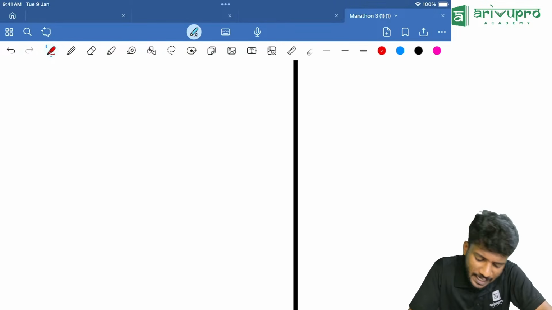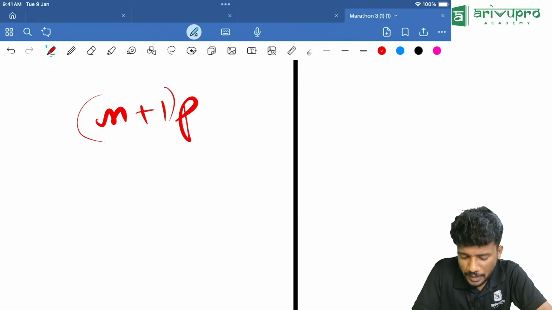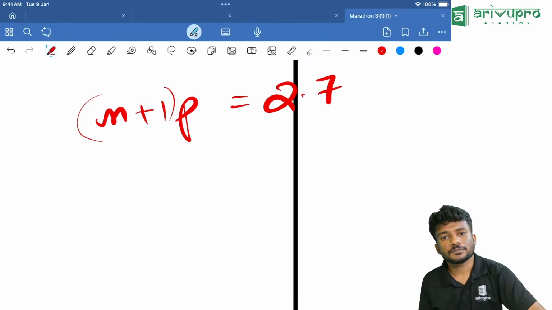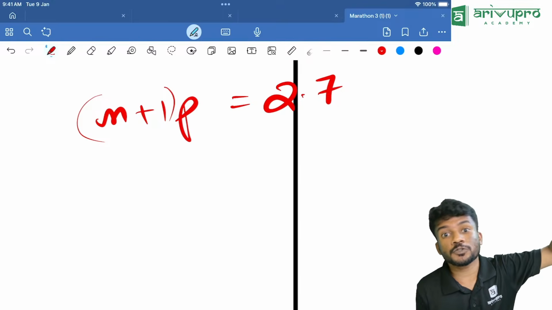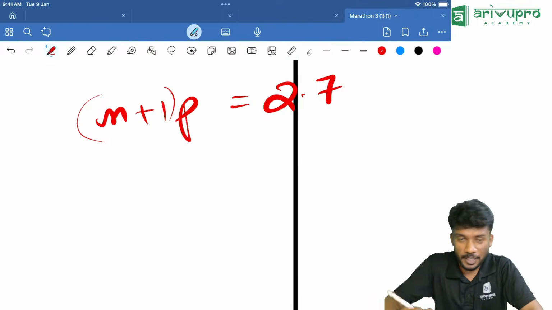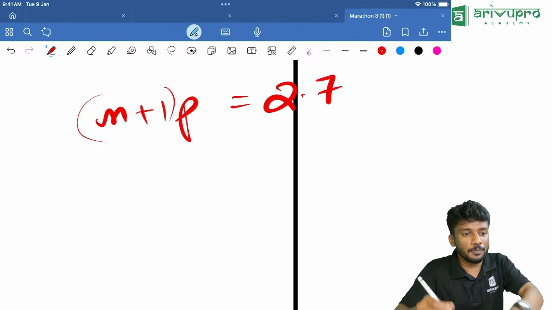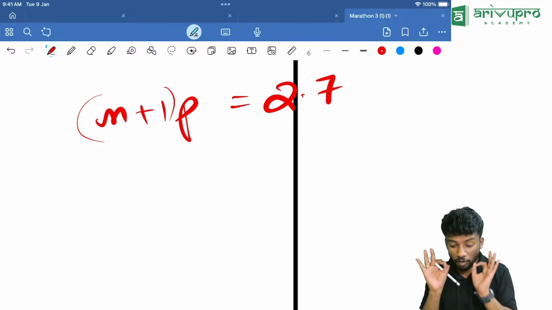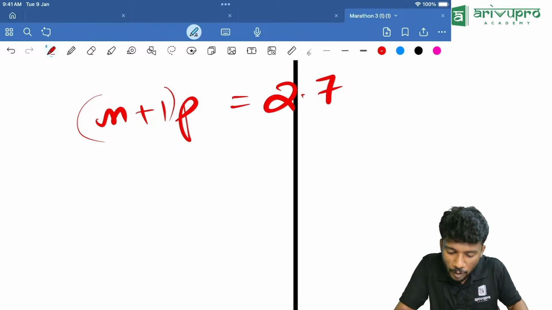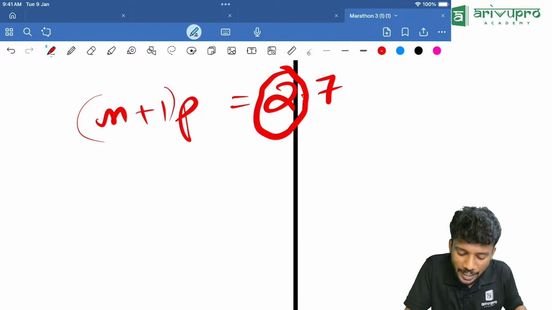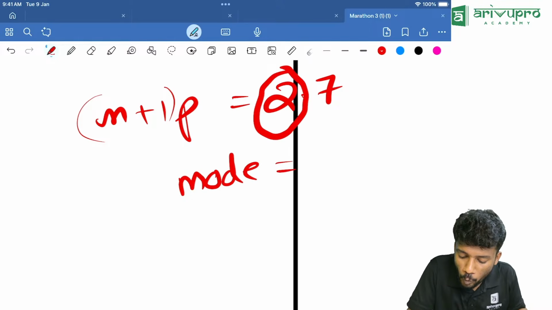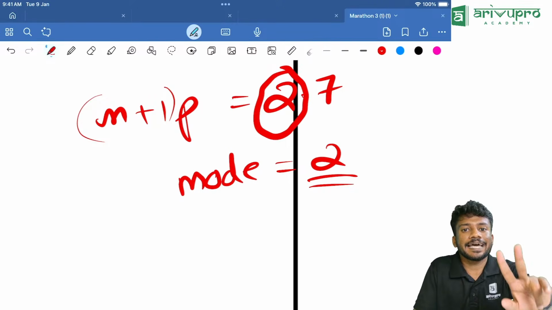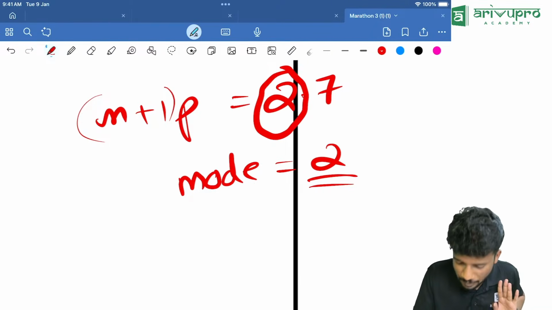Sometimes when you find (n plus 1) into p, you get an answer like 2.7, and one option will also be 2.7. You will think, sir, I know the formula, (n plus 1) into p is 2.7, I'll mark option C, 2.7. Your answer is wrong. Whenever it is a decimal value, we only take the integer part. So the mode is 2.